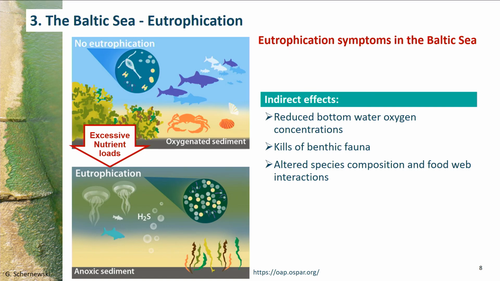Indirect effects include oxygen depletion, where oxygen consumption at the seafloor is increased through decomposition of dead algae. In the worst case, oxygen depletion leads to mass mortality of benthic animals or fish. These changes may in turn affect species composition and food web interactions in the long run. Eutrophication affects the Baltic Sea at different levels.